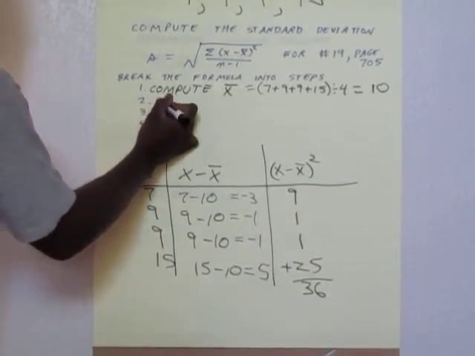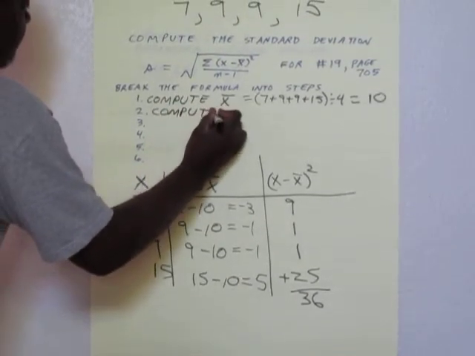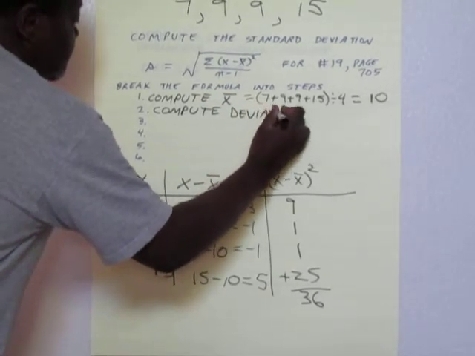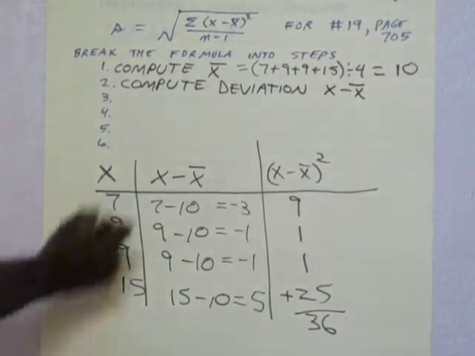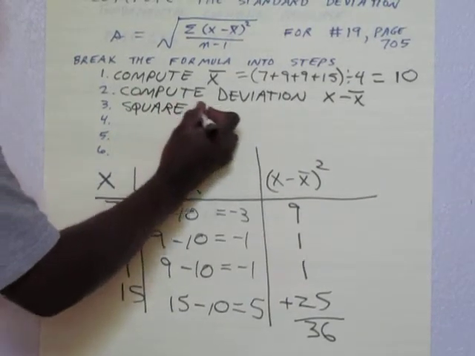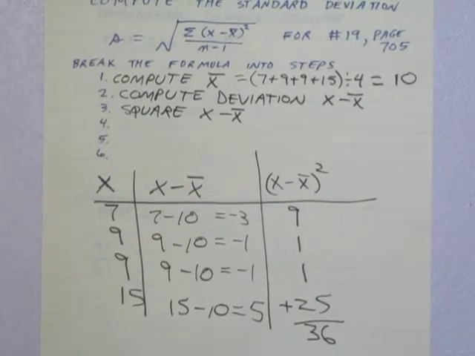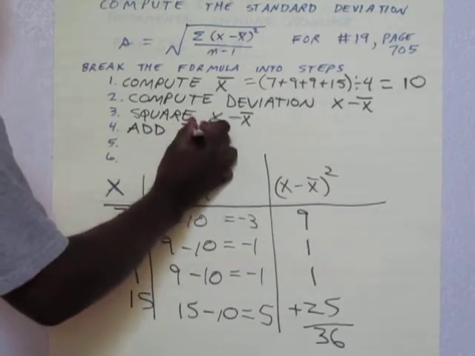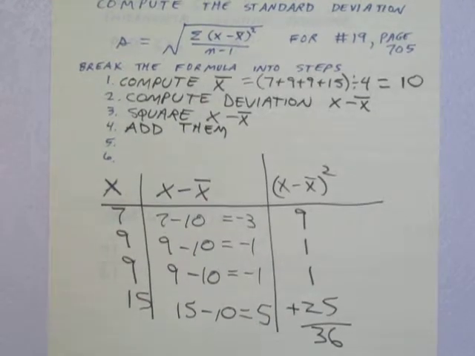So the first step, we computed the mean. Second step, we compute what are called the deviations. That's the x minus x bar. Then we're going to square the deviations. Then we add them up. So we're breaking this down into several steps. Now there's not too much left.